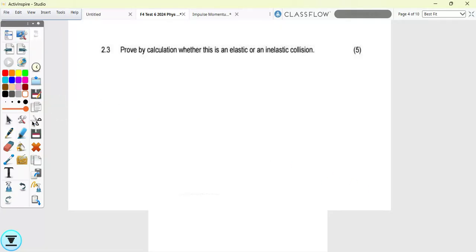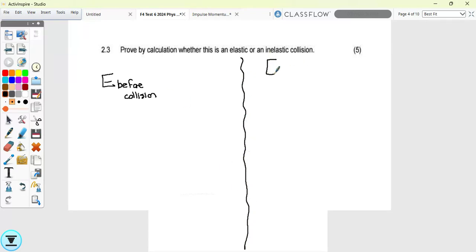Okay, exactly. So what am I going to write? Do they want you to write the whole thing? Are you not allowed to say initial? Yeah, no, some teachers get fussy. They don't like initial. So EK before, and then please, yes, separate. Don't say equal. EK after collision, because you do not know that they are equal or not. And then you work them out.